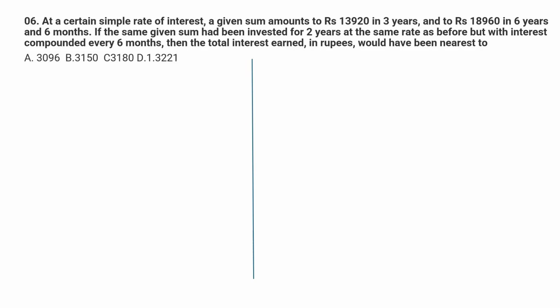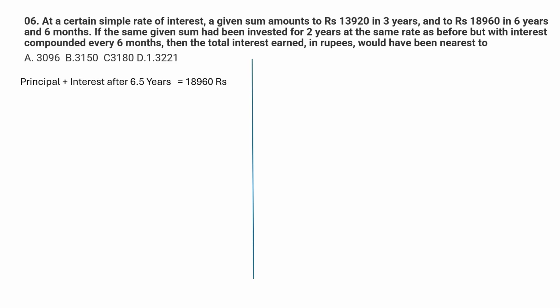In the second scenario, the same amount had been invested for 2 years. The interest rate is the same, but now it will be compound interest, compounded every 6 months. So whatever rate we find, half the rate will be applied in compound interest. I believe most of you must know this. So let's just figure out the difference.